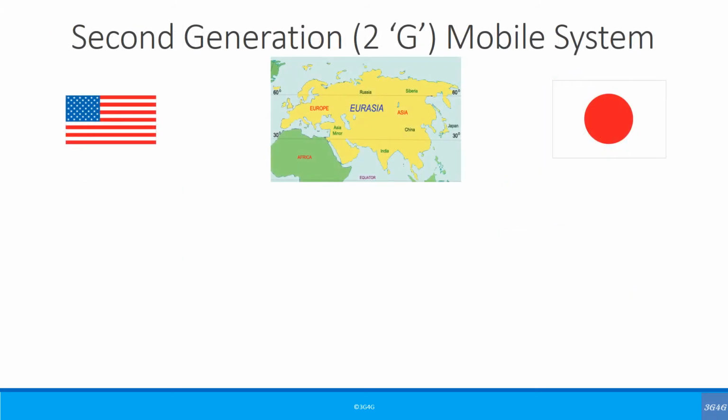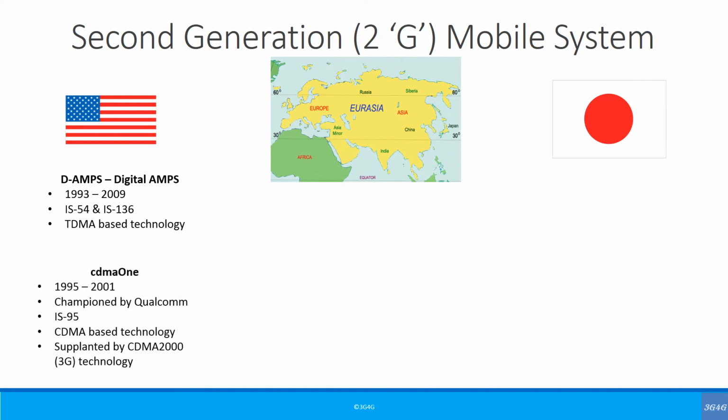The second generation, so the first generation, when it started becoming a bit successful, there were different second generation systems. In the US, the AMPS evolved to digital AMPS, so it was a TDMA based technology. There was another system known as CDMA1 or IS-95. This was championed by Qualcomm and it was based on the CDMA technology, which is code division multiple access. In case people were wondering, TDMA was time division multiple access.